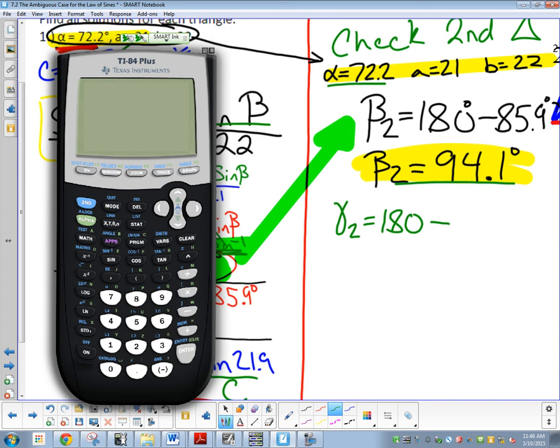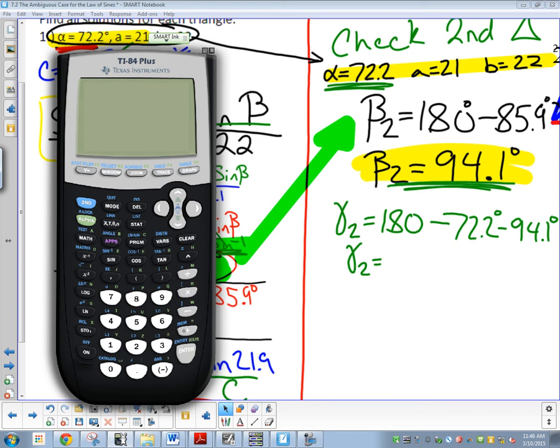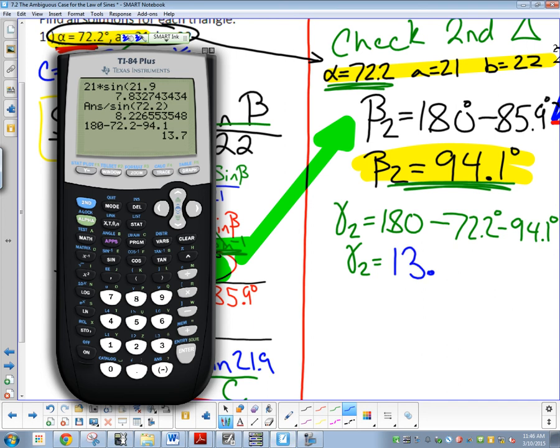180 minus alpha, 72.2, because these are the other 2 angles that we have in our triangle, minus 94.1. That's going to find the third angle, always. If you have a triangle, all 3 angles are going to add up to 180. This is going to help me find gamma 2. So I'm going to take 180 minus 72.2 minus 94.1. Gamma 2 is 13.7 degrees.